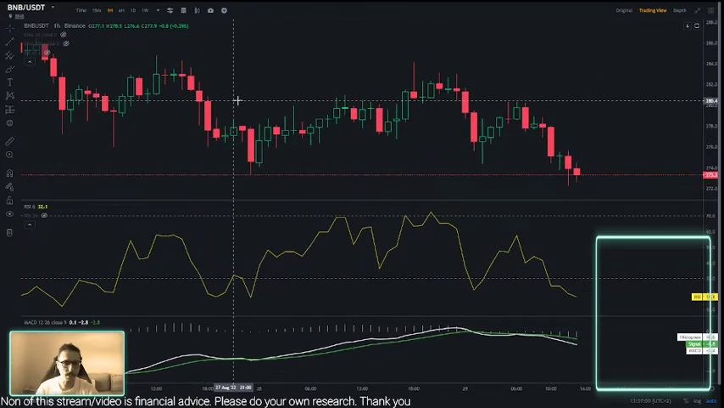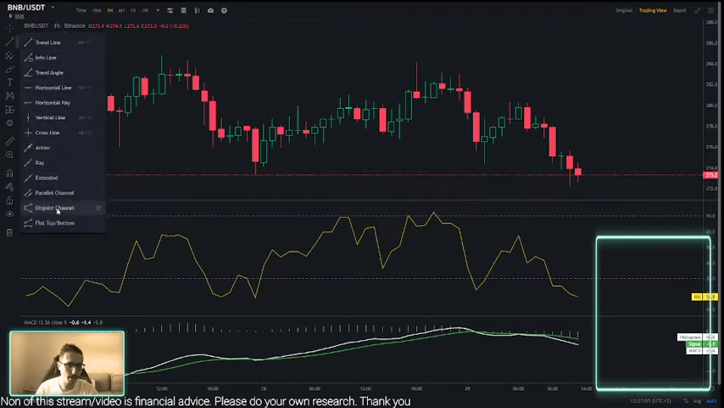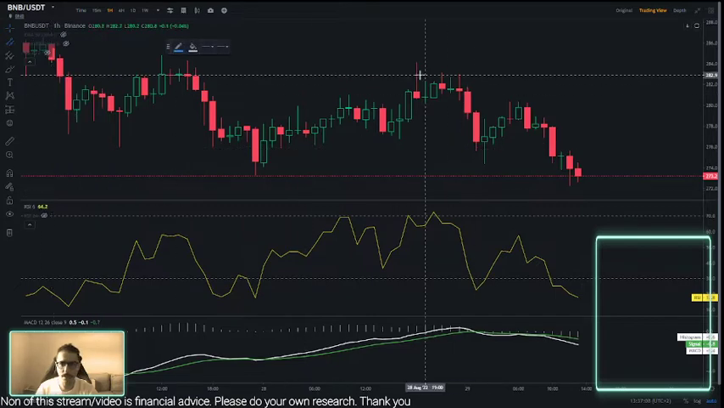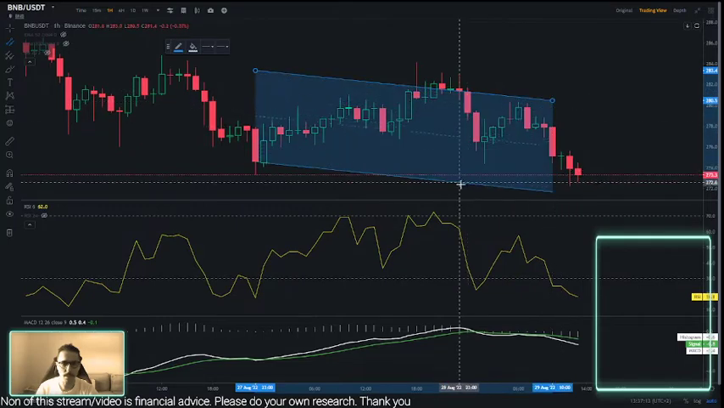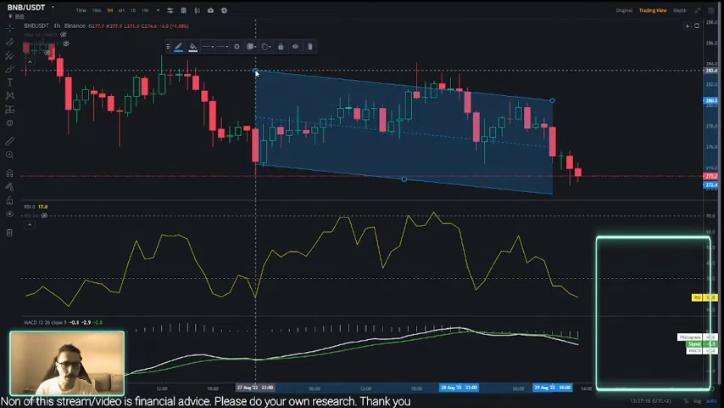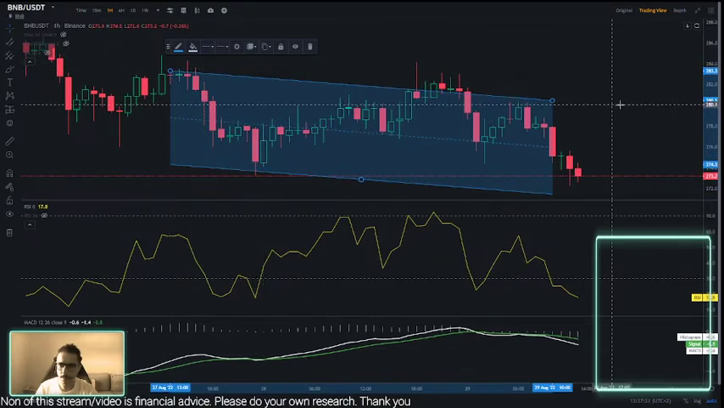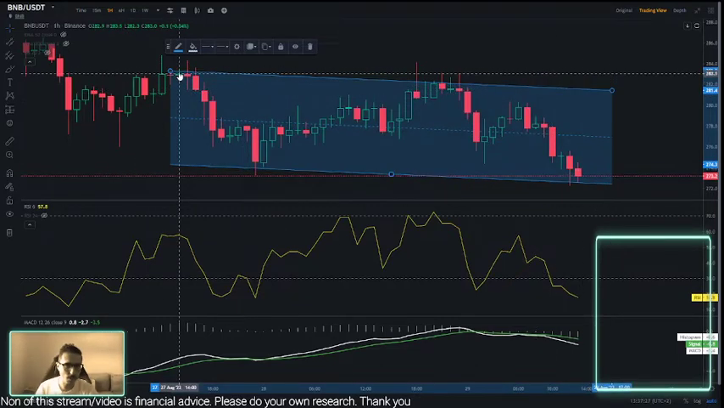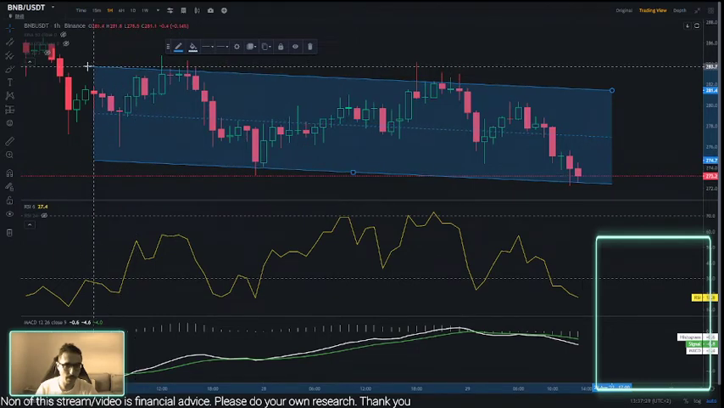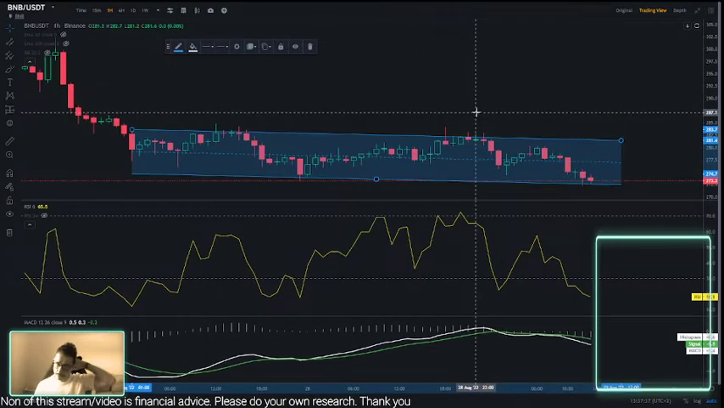So let's zoom in and let's see what we have here. Let's find some parallel channel. We'll see what we're gonna find here. Maybe something like that. Yeah, there we go. Good. All right, so let's put this point here somewhere around here, and this one here should look good. And this is drawing an almost perfect descending channel, right?